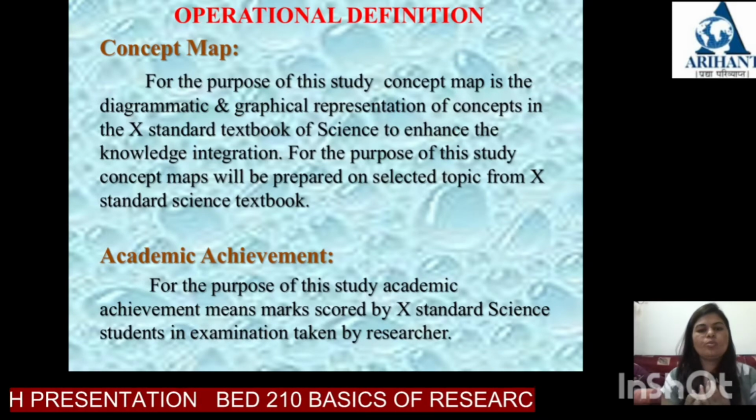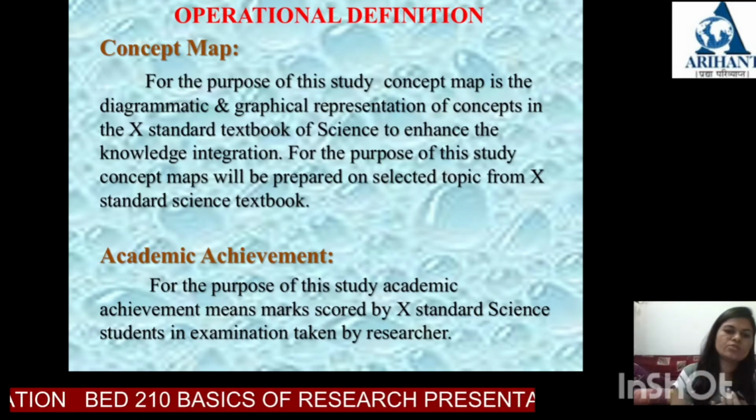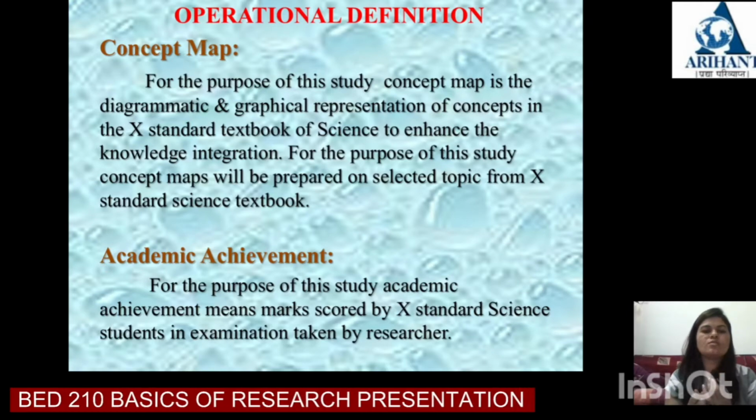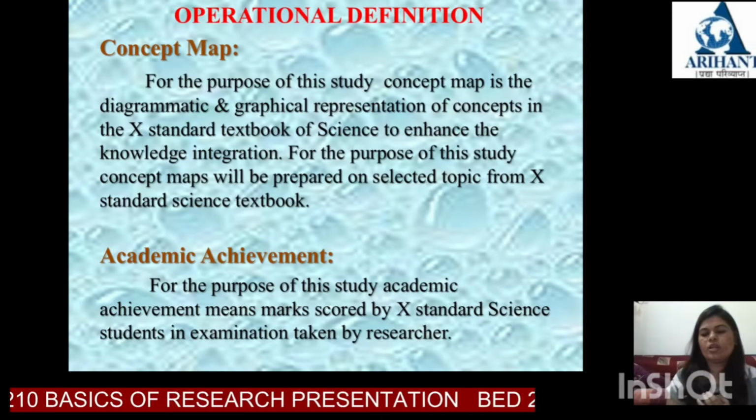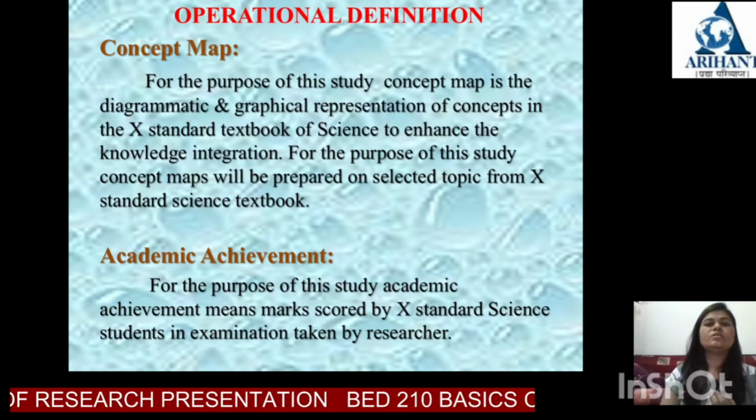So, academic achievements. What will be the academic achievements? For the purpose of this study, academic achievements means marks scored by 10th standard science students in an examination taken by me. So this I'll show in the next slides.